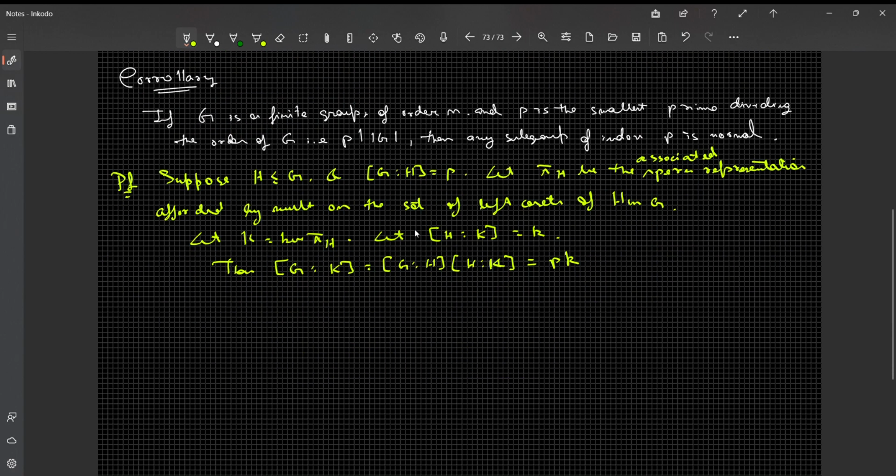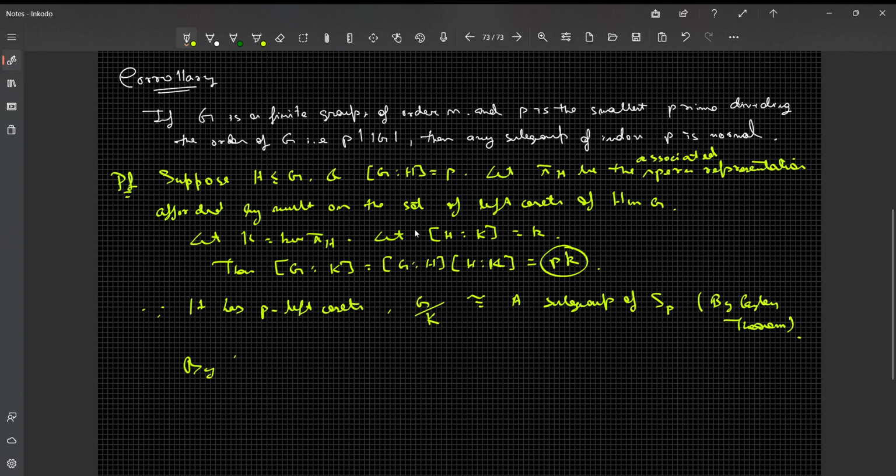Now, since H has P left cosets, then G mod K, because K is a normal subgroup of G, being a kernel, is isomorphic to a subgroup of S_P, right? Because the index of K in G is Pk. The index of K is the number of left cosets of K in G, and P is the number of left cosets of H in G. Therefore, if you form the quotient group G mod K, it is isomorphic to a subgroup of S_P by Cayley's theorem. Clear?